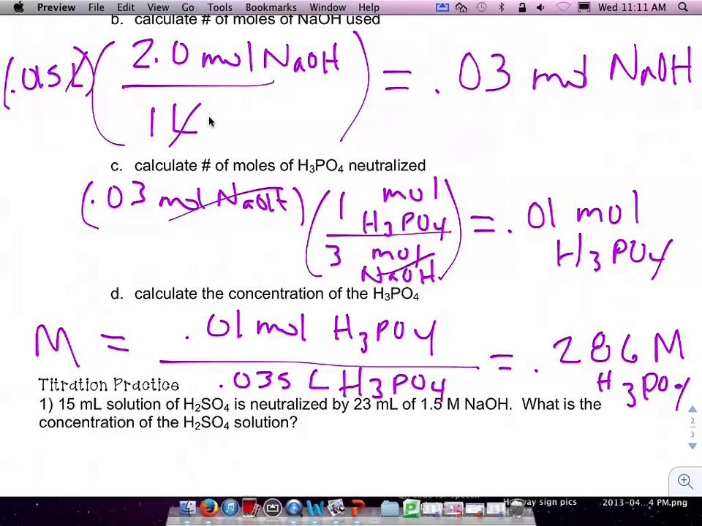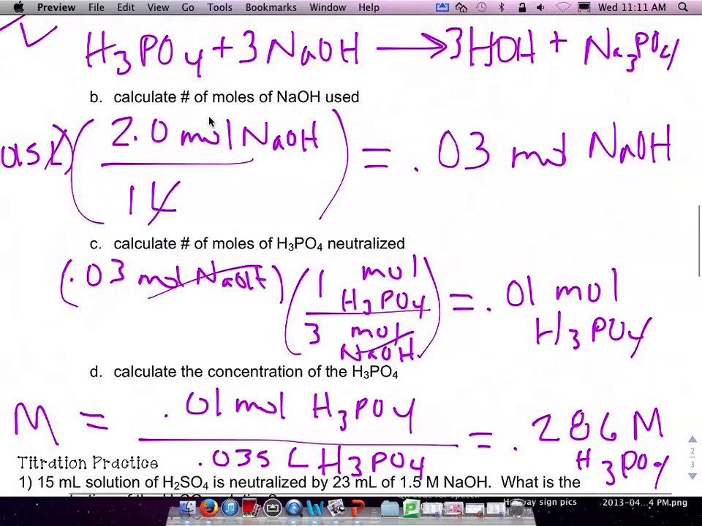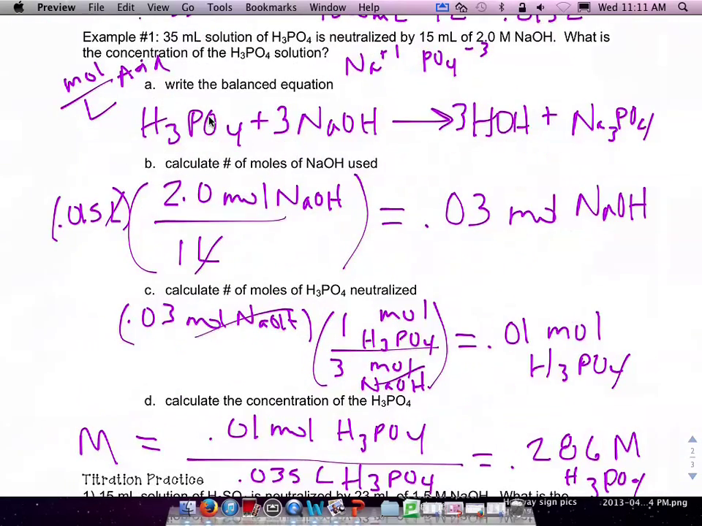All right? Those steps will be the same steps that you'll do every time you do a titration calculation. Balanced equation, figure out moles of one thing, switch over to moles of the other chemical that we're talking about, and then divide by liters of that chemical to get your molarity. So that's how you take a titration and actually do some calculations with it.